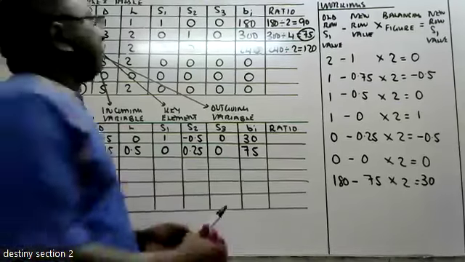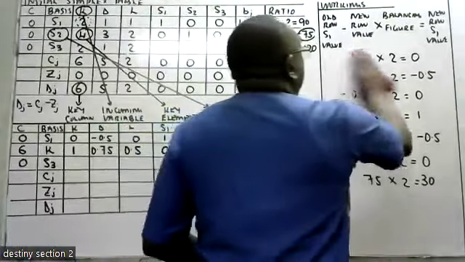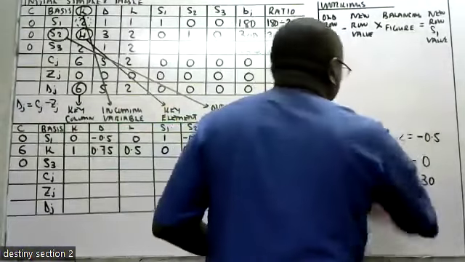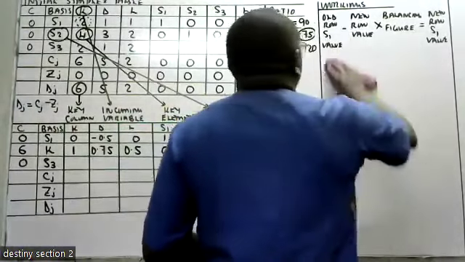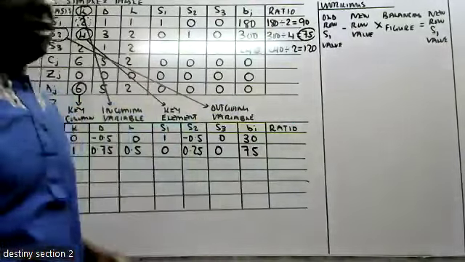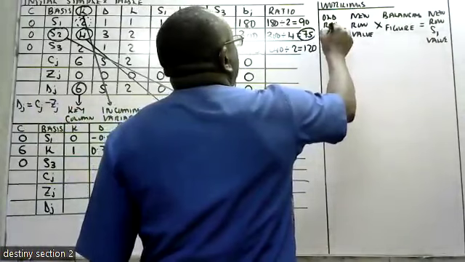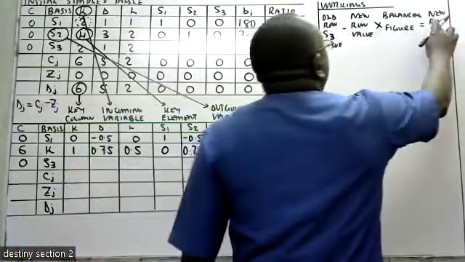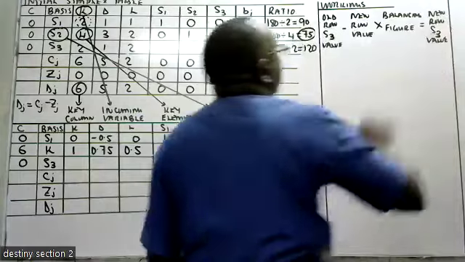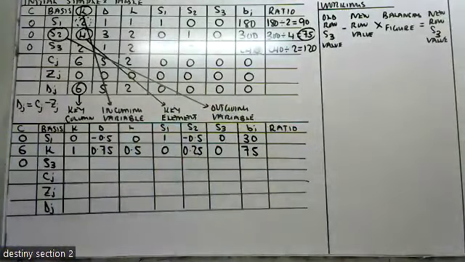Okay. Write the formula again. So that we use it now to get the values of S3. It will be old row S3, minus new row S3, old row S3 value minus new row value times balancing figure.